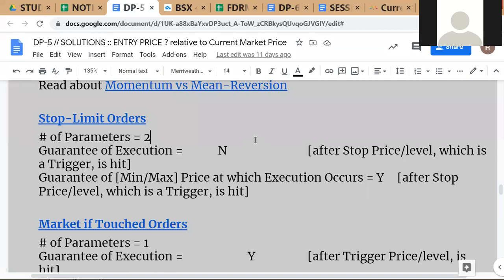So basically, stop order refers to that when we buy or sell a stock at a price.